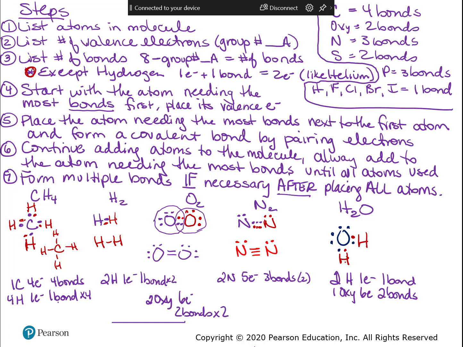Pretty straightforward, all single bonds. You always try to just do single first. Don't worry about double bonds or triple bonds till after you get everything down.